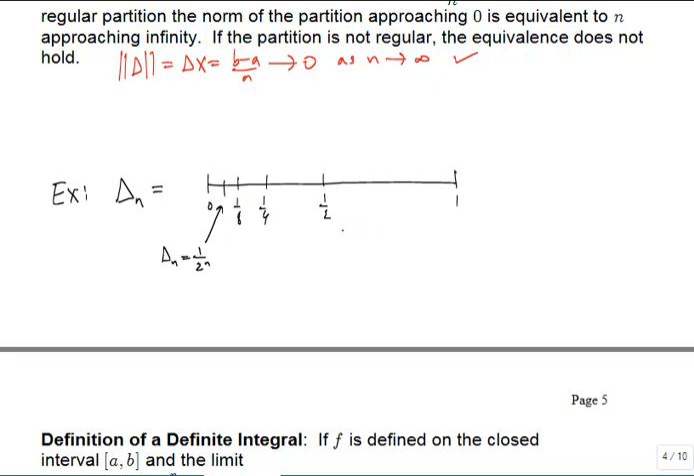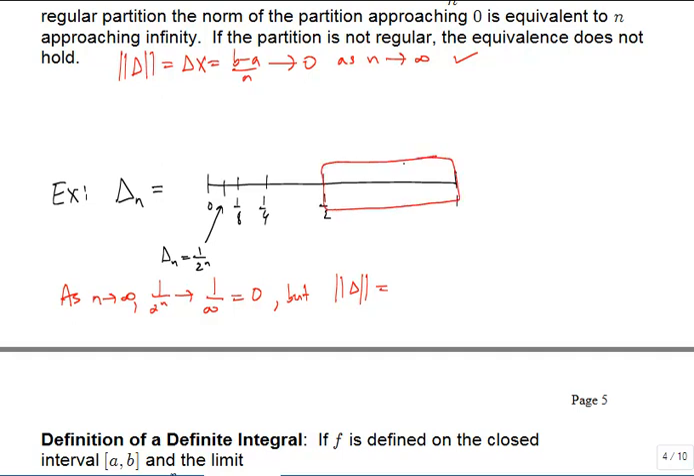Now what is going to happen as n goes to infinity? As n goes to infinity, 1 over 2 to the n does go to 0, because this is going to be 1 over something infinite, which goes to 0. But what is our norm in this particular example? What's the width of our largest subinterval here? Our largest subinterval is this one right here. And what's its width? Its width is 1/2, which is not 0.